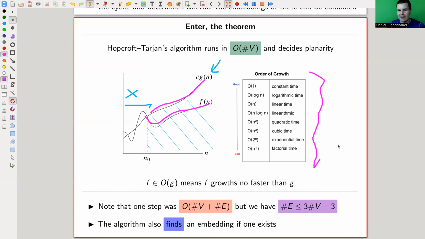So constant time, O of 1, is just really fast, and factorial time, O of n factorial, is just really bad. And linear time is surprisingly fast. So it's linear in the number of vertices. Essentially what happens here is we had just one thing we really ran, and this was V plus E, but E is kind of bounded by V, right? So actually it's only in V. And we even find an embedding if it exists.